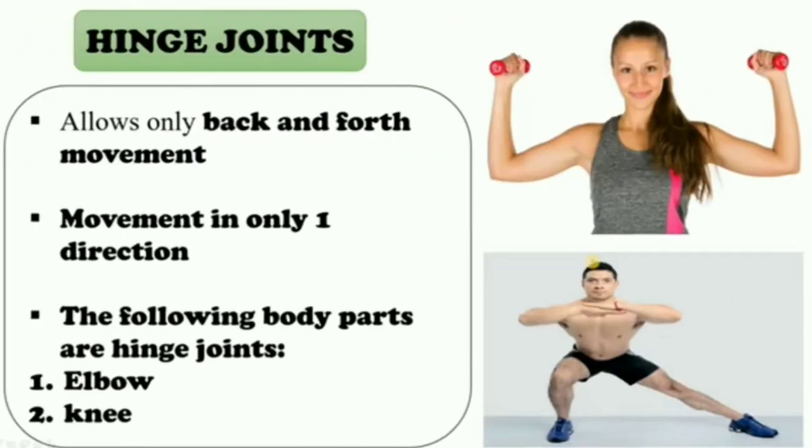Second one is the hinge joint. Have you seen the hinges on our doors? Yes, they help in opening and closing our doors, but only in one direction, right? Similarly, we can see some joints in our body. It allows only back and forth movement, the movement in only one direction. Examples: elbow, knee. These are examples of hinge joints.